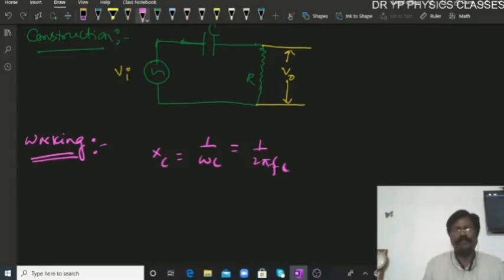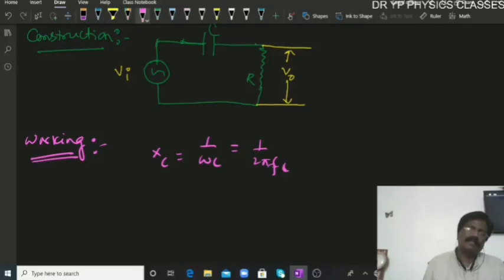So, lower frequencies are completely attenuated. Is it clear now? Because of the higher frequency, higher impedance. Now what happens if I increase the frequency? If I increase the frequencies, automatically the impedance value decreases. If F is more, Xc is less. F is less, Xc is more. So F is more, Xc reduces.